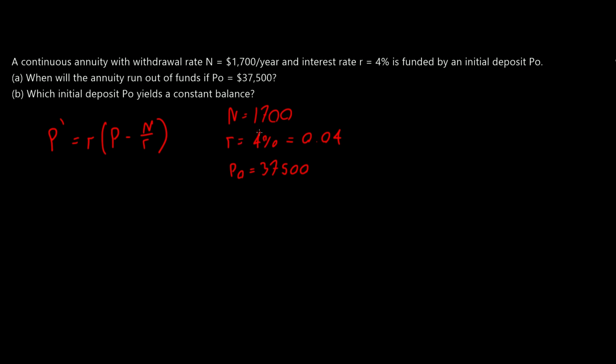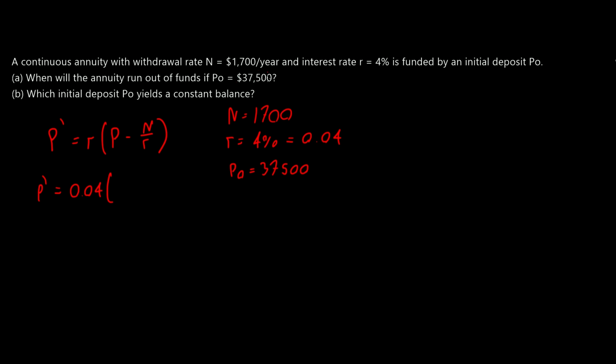So let's begin by plugging in the variables that we do have over here on the right and plug them into this equation. So p prime we do not have yet. And then r we do have, it is 0.04. This is p, but it is not the same as this p sub o. P sub o will be what we're going to be setting the equation to when we solve this differential equation.